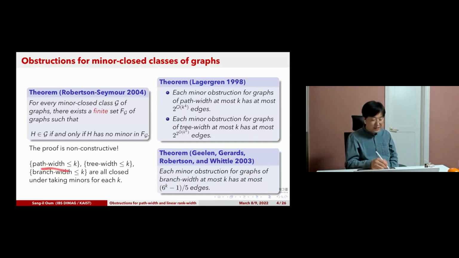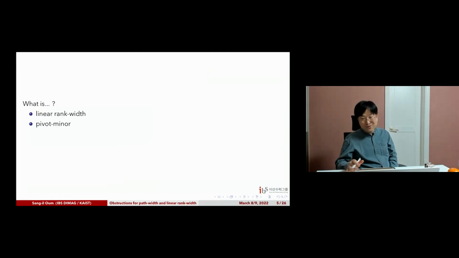So for many of these parameters, you have an explicit number, but it was not known for path width of matroids and also not known for linear rank width of graphs. So I will describe what the linear rank width of a graph is.